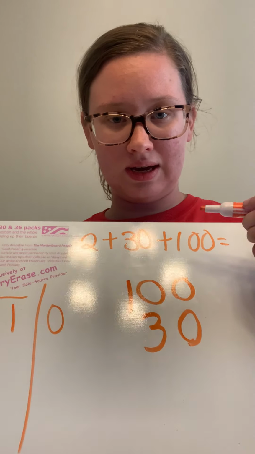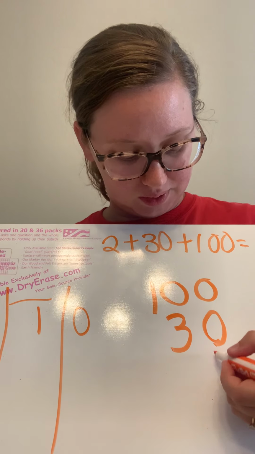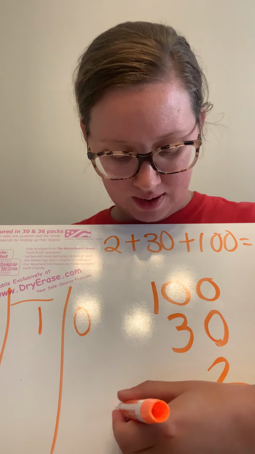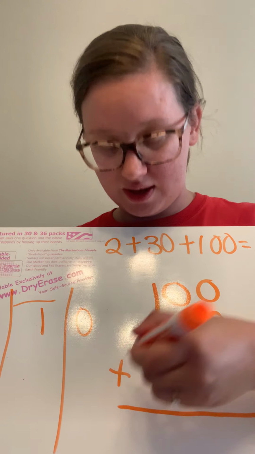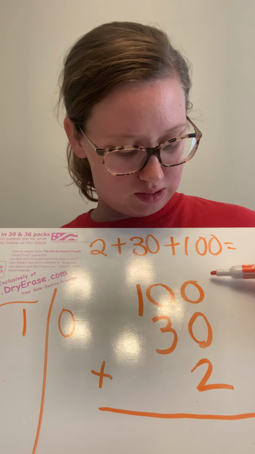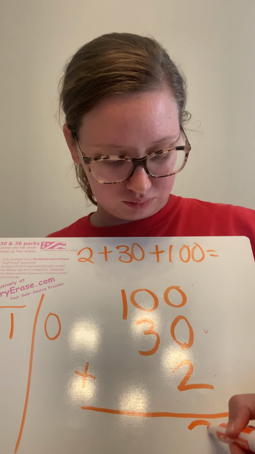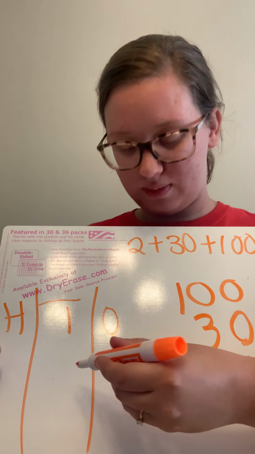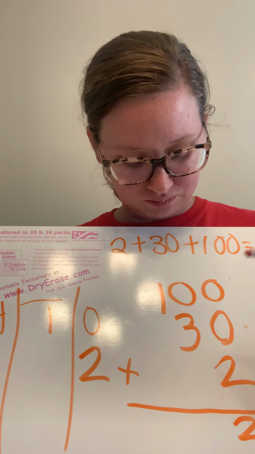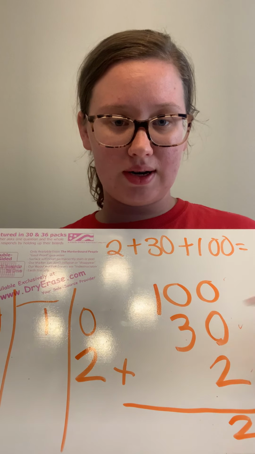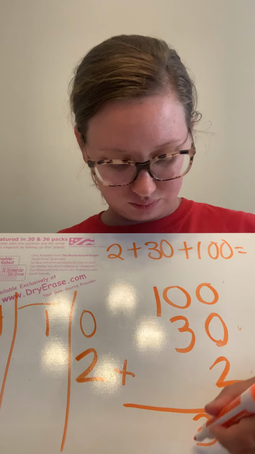And then I can line up my 2 in my ones place. So whenever I'm adding or joining numbers together, I always start in my ones place. 0 plus 0 is 0, plus 2 more is 2. So here's my ones place. My tens, 0 plus 3 is 3.